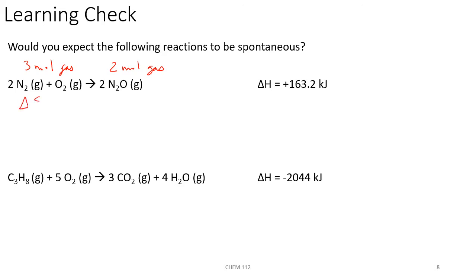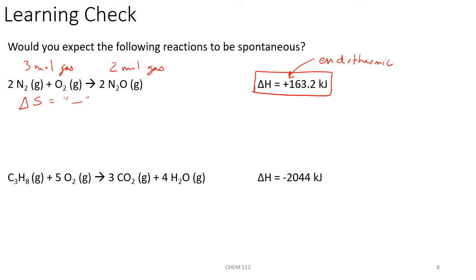If we were to think about our change in entropy, we went from more moles of gas to fewer moles of gas. This means that our entropy is going to be a negative sign because our reaction caused it to get more ordered. Our delta H for this reaction is a positive value. Delta H is positive 163 kilojoules, so this means that the reaction is endothermic.